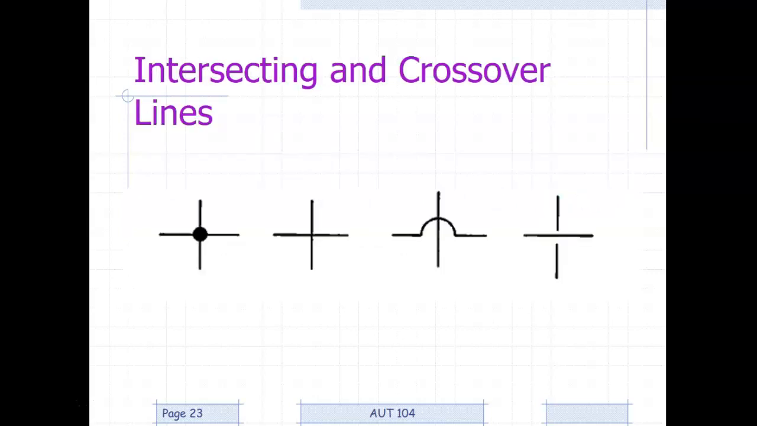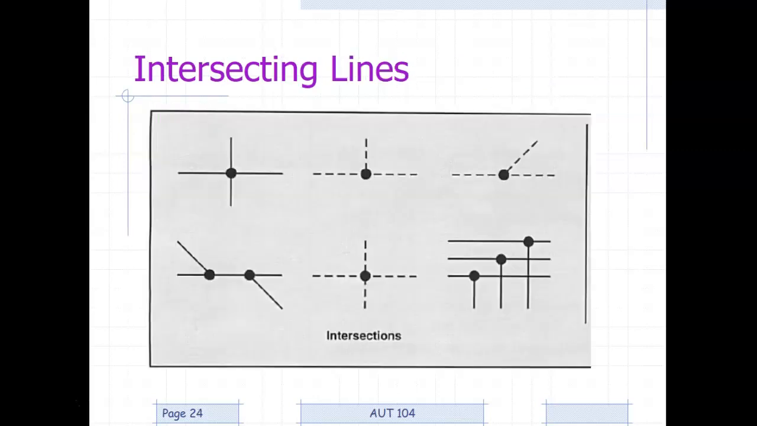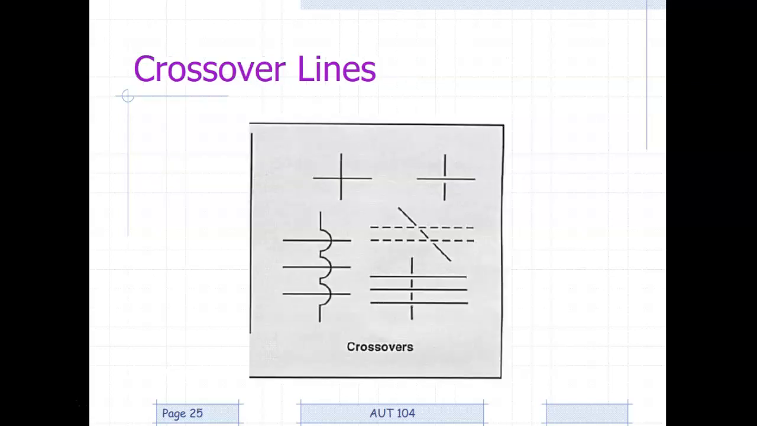So intersecting and crossover lines. There is a difference, and I've said this before, and I'm going to say it again. If you see the dot, that's a connection. No dot, no connection. Okay? Why? Because if you intersect something, you want it to actually intersect. You don't want to put a connection point where it's not supposed to be. Okay?